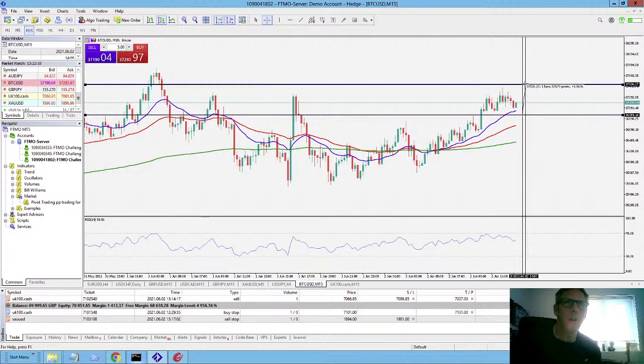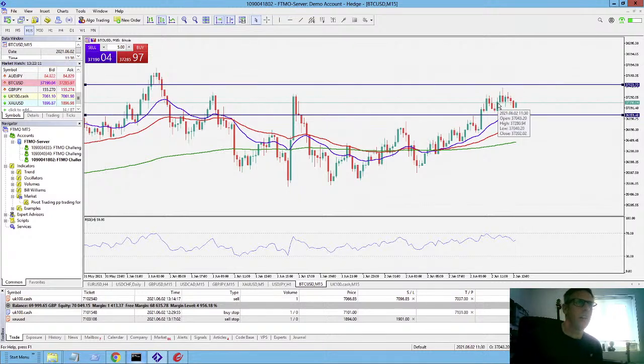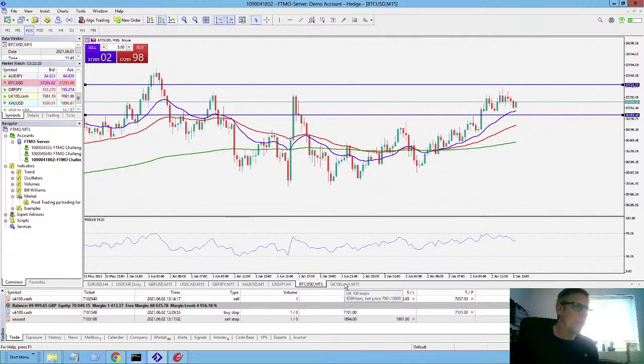So we're talking about a 500 move, but we've actually got 170 to 180 of that just in a spread. So it's just not worth trading Bitcoin or cryptocurrencies on the FTMO challenges for me. I'd like to stick to what I know: FTSE, gold, and the major currency pairs, so British pound and euro.